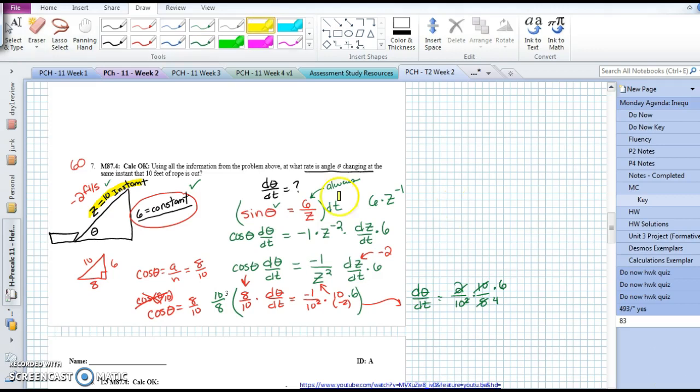excuse me, I noticed a small error. The 6 had somehow been left out, so that's been added in. So now we're looking at 3 over 20 radians per second. This is a positive quantity. As you can see, as the boat gets closer, the angle theta will actually get greater.